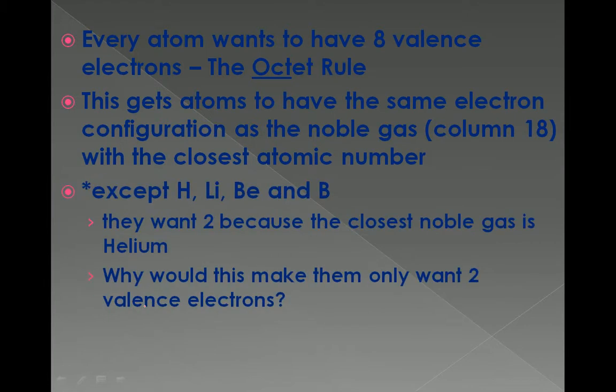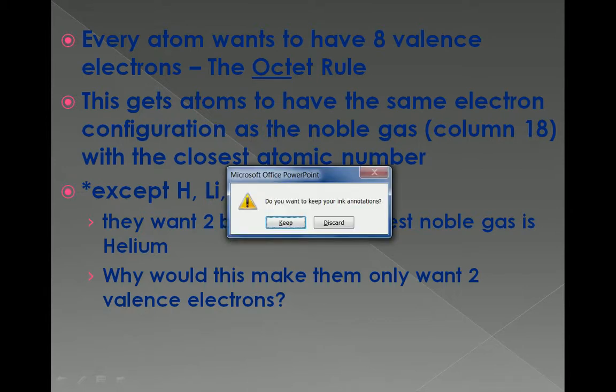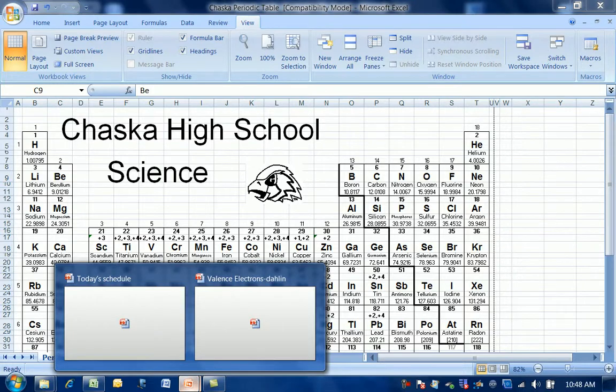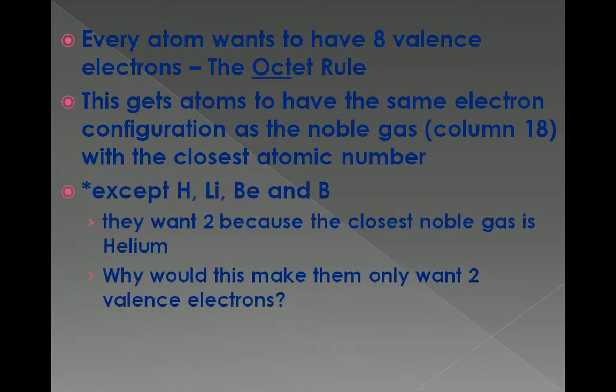So obviously, there are some exceptions. There are almost always exceptions to some of this stuff. The 4 exceptions you need to know are hydrogen, lithium, beryllium, and boron. If you look at your periodic tables, hydrogen, helium, lithium, beryllium, they're all the first 4 elements. The reason that they want to only have 2 is because they're closest to helium. Helium is the nearest noble gas for those 4 elements.